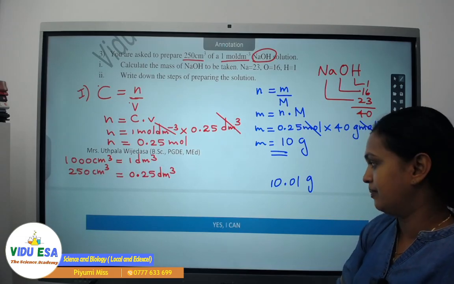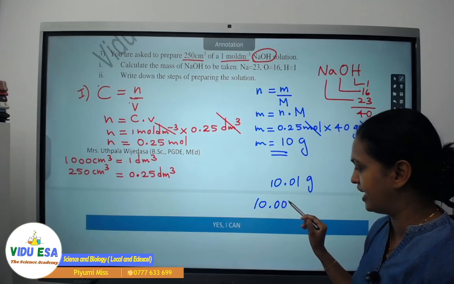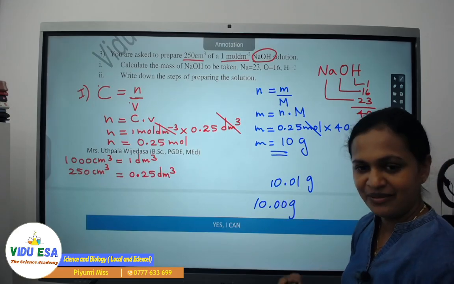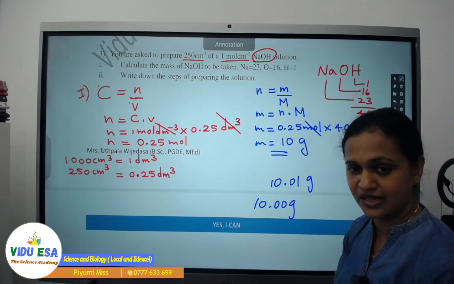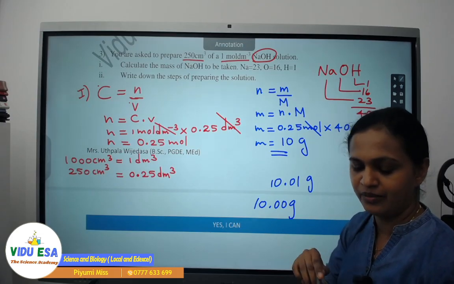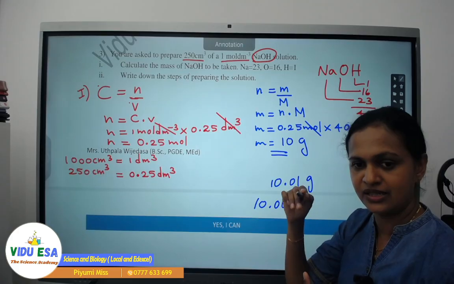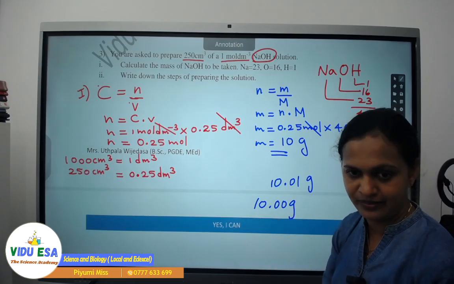Right? So when we write, we write not just 10 grams but 10.00 grams. Measure 10.00 grams of sodium hydroxide accurately by using the triple beam balance, four beam balance, or the digital balance. And you have to measure the mass accurately.